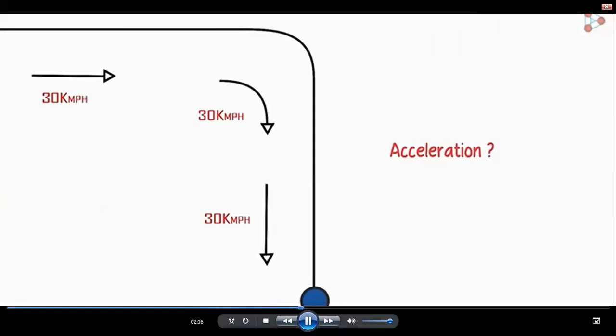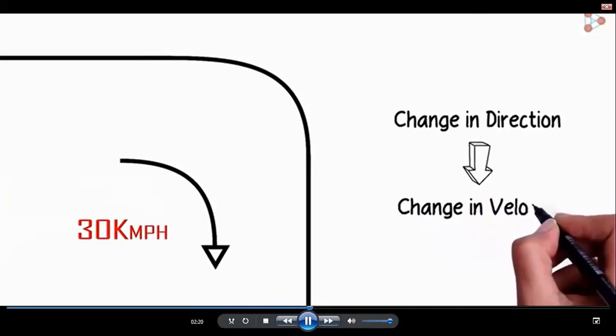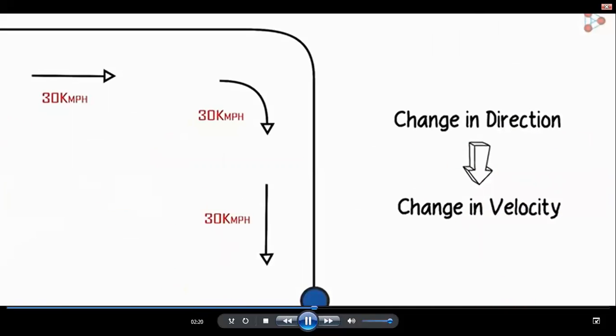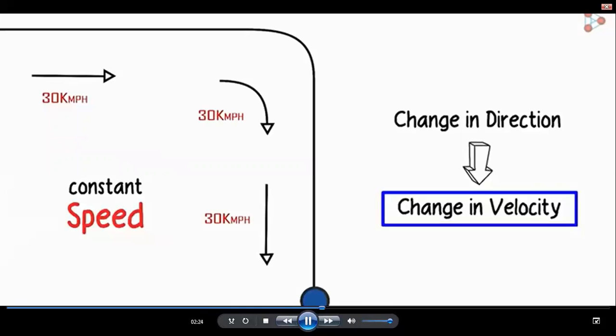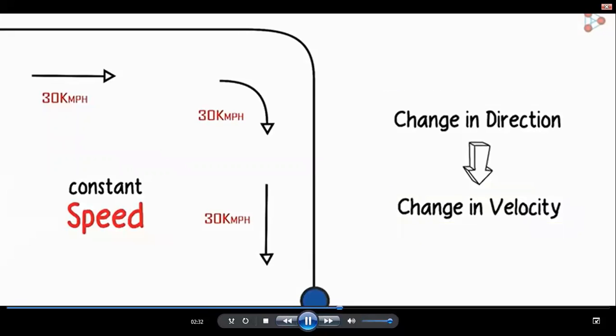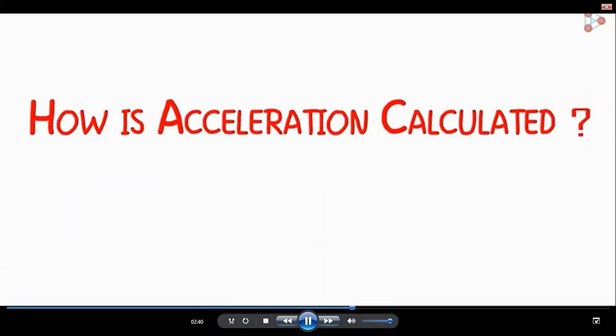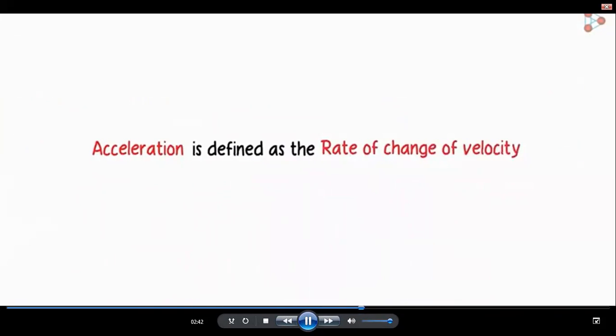The answer is yes. As the direction is changing, the velocity will also change. The only thing constant in this example is speed, but the velocity changes as the direction changes. So this was the most important concept you had to know about acceleration. It will exist only when there is a change in velocity. But how is acceleration calculated? Acceleration is defined as the rate of change of velocity.